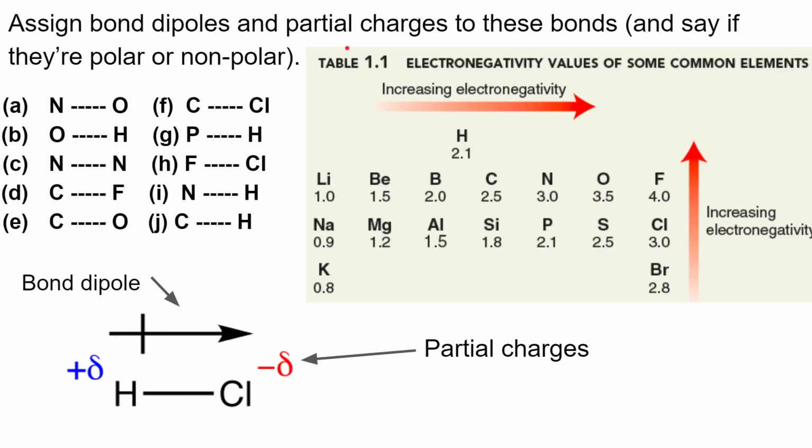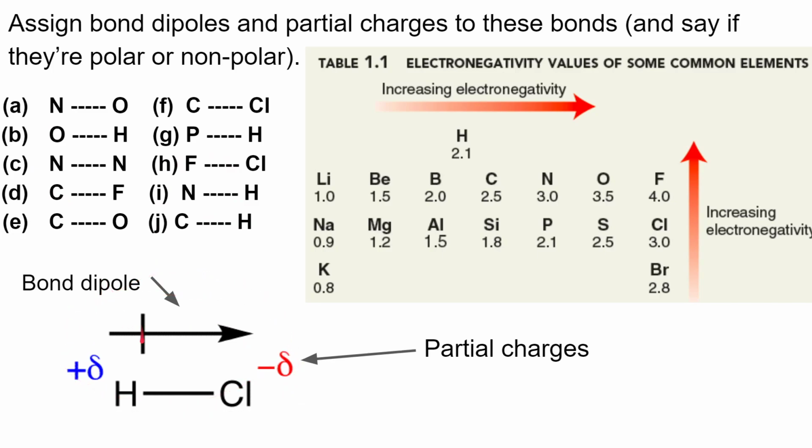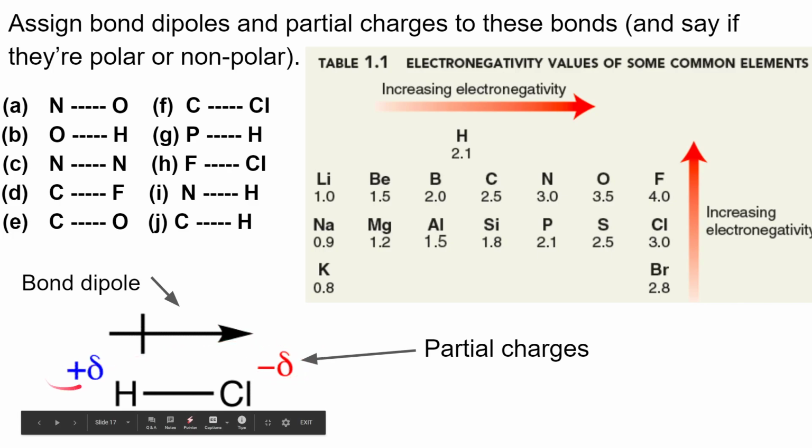So this will be your task in Google Classroom. I'm going to set up something like this. Assign bond dipoles and partial charges to these bonds, and say if they're polar or nonpolar. So, for example, HCl, for all of these molecules you have to do something like this in your books. Bond dipole here, positive end of the molecule pointing towards the negative end of the molecule. And write these partial charges in.